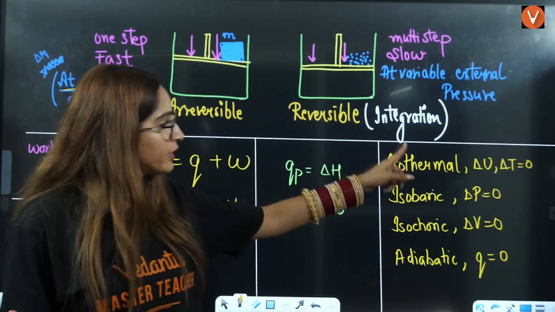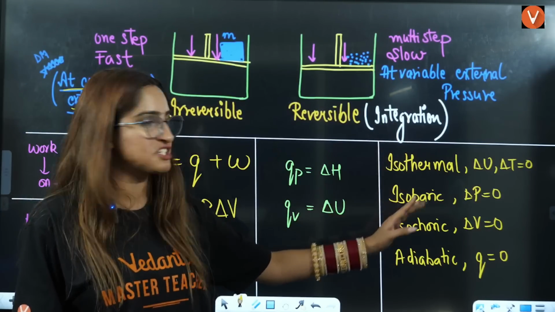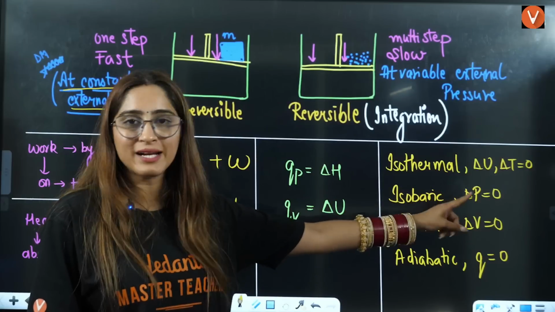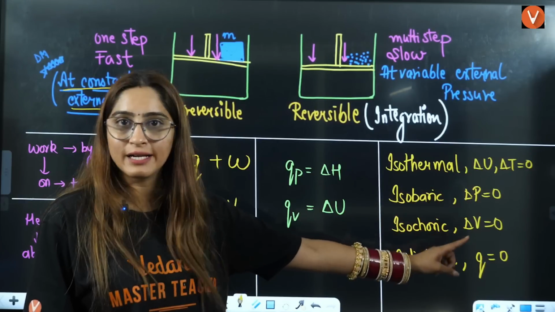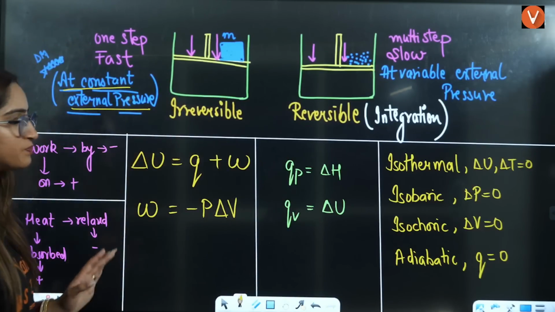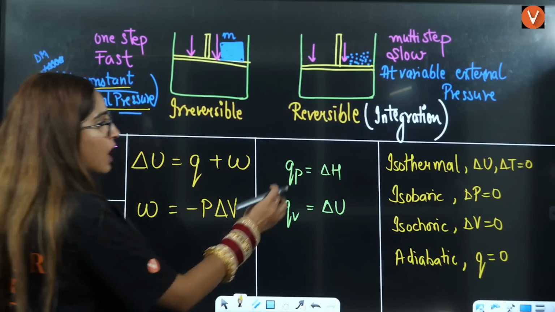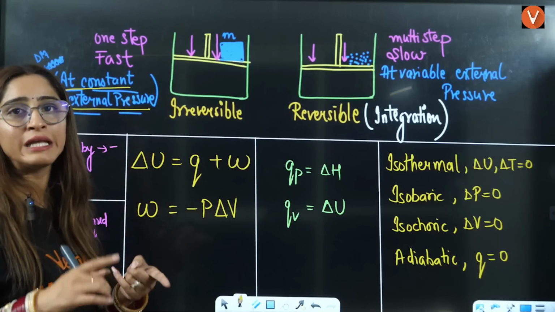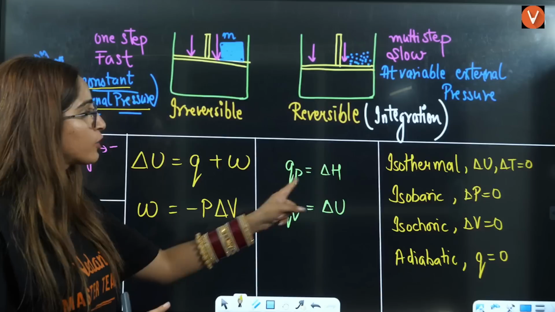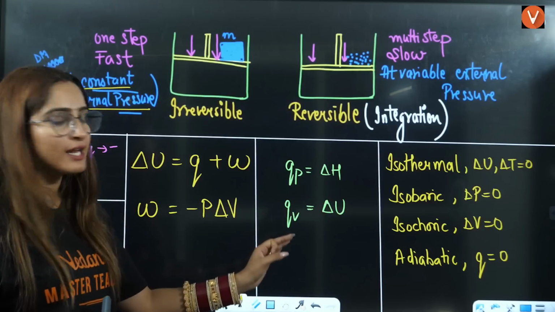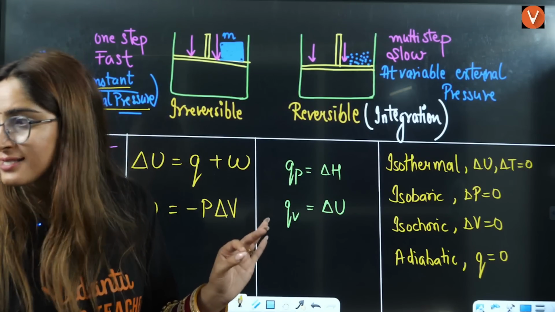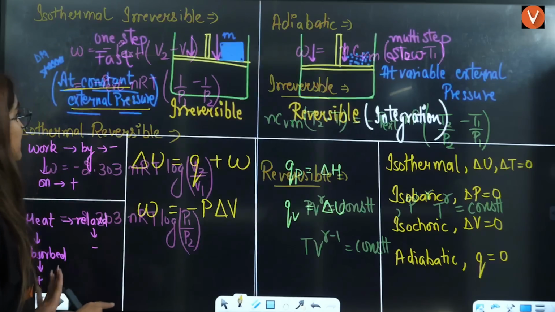Then these are your basic definitions. Isothermal: delta U and delta T is 0. Isobaric: delta P is 0. Isochoric: delta V is 0. Adiabatic: heat change is 0, that is Q is 0. Very important: always, if they mention heat energy at constant pressure, that means they are talking about delta H. Heat energy at constant volume, that means they are talking about delta U, that is internal energy.